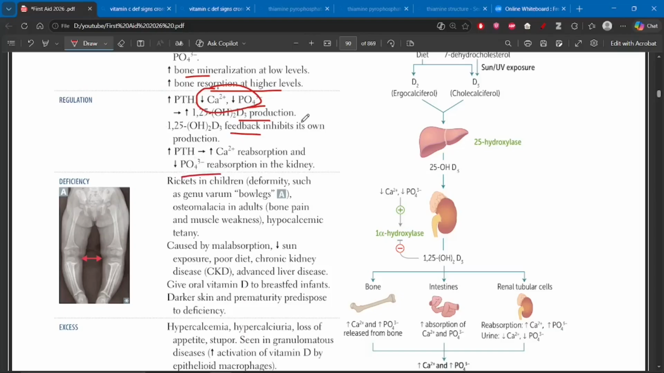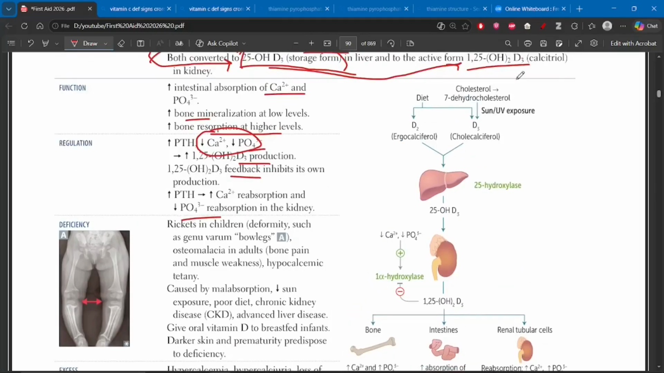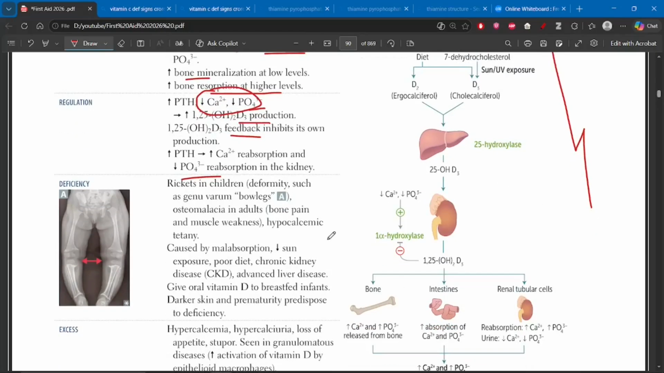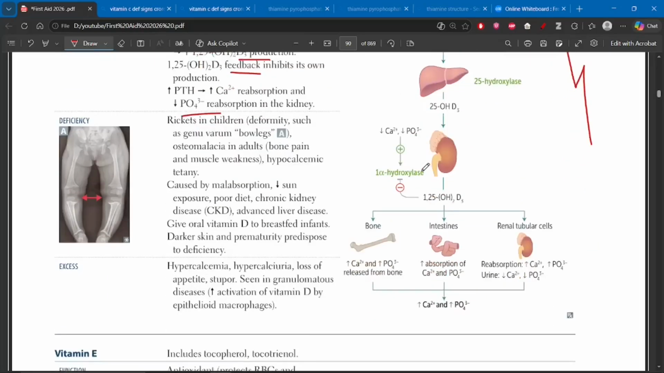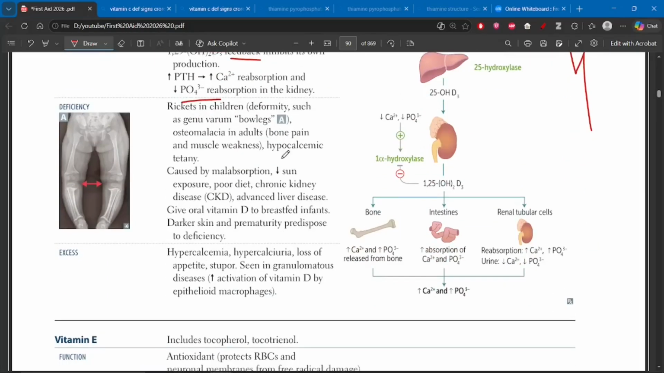So this is all easy. You must have known this. What you need to focus on is the regulation that is explained over here. Mostly people know about vitamin D because they have been studying it extensively throughout medical school.